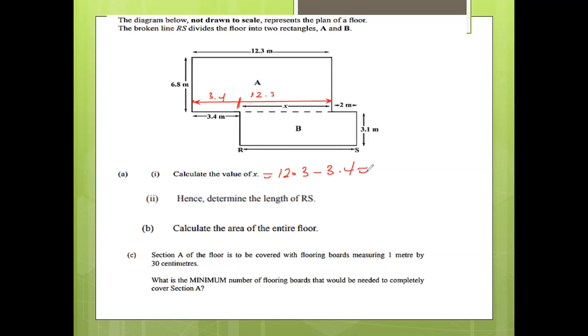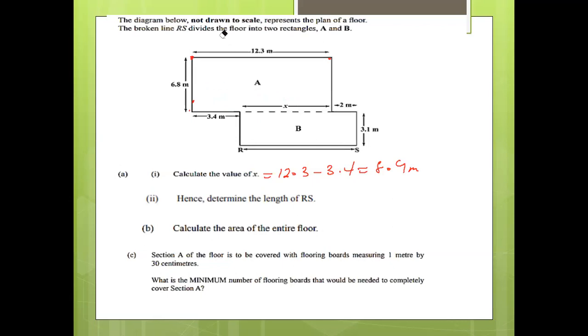Yes, what do we get? 8.9. 8.9 meter, right? Everybody agree? Yes, sir. Now just remember that from this side to this side is 12.3. From this side right up to the other end also has to be 12.3. So if one part is already 3.4, you have to subtract to get the remaining one, which is the x, right? Now the next question, they ask for what?